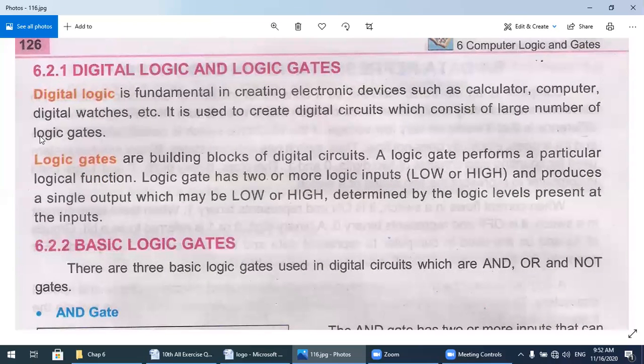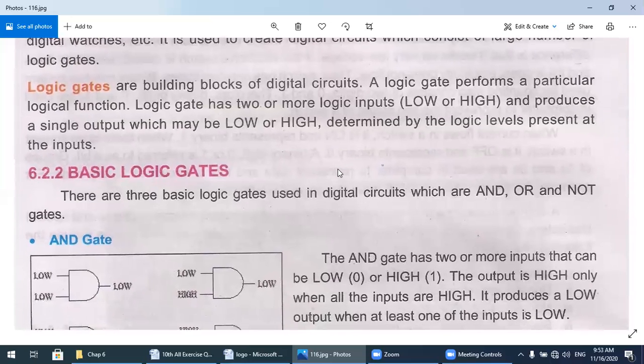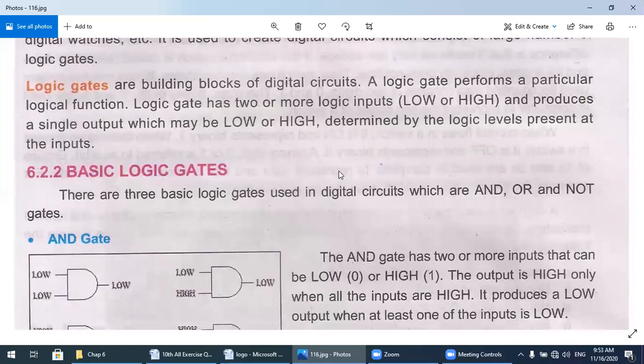Now we will discuss what a logic gate is in physics. Although you have studied these topics, I hope, over here it is just at the introductory level. This chapter belongs to the field of electronics. Now what is a logic gate? Logic gates are the building blocks of digital circuits. A logic gate performs a particular logical function.